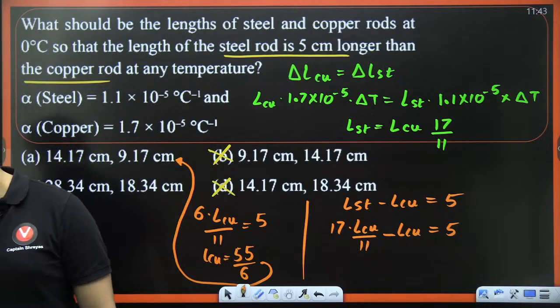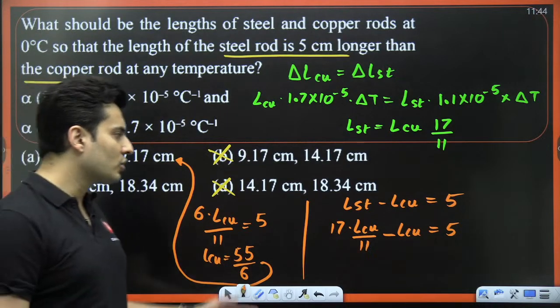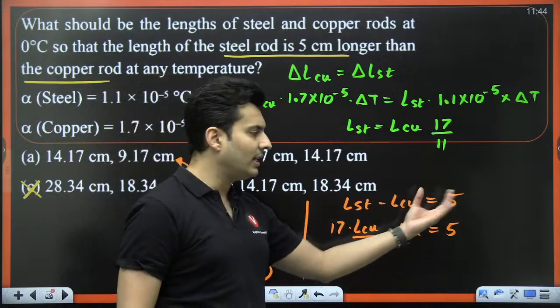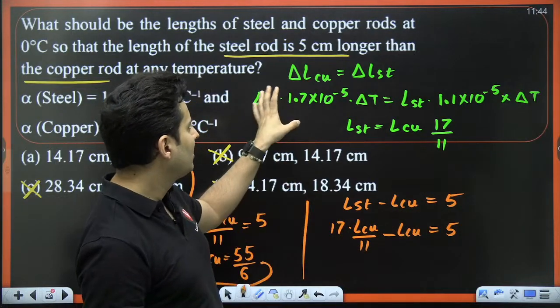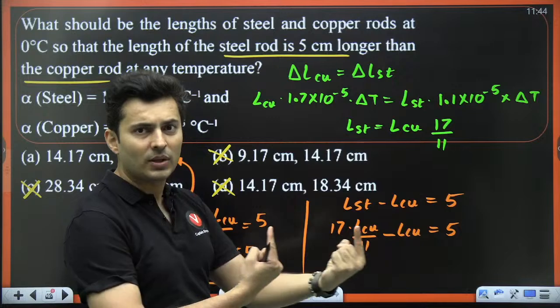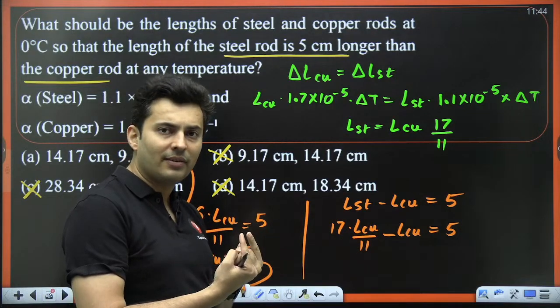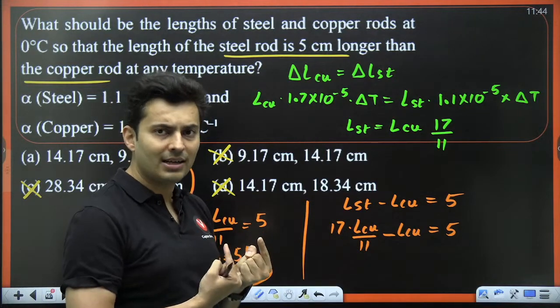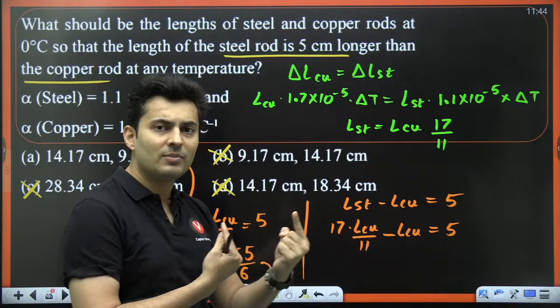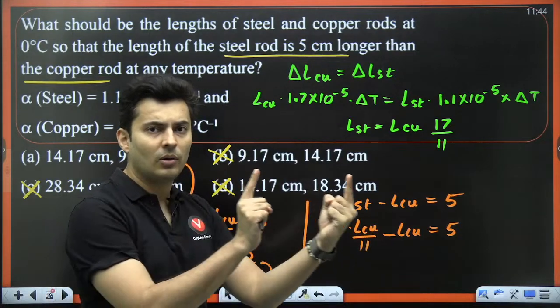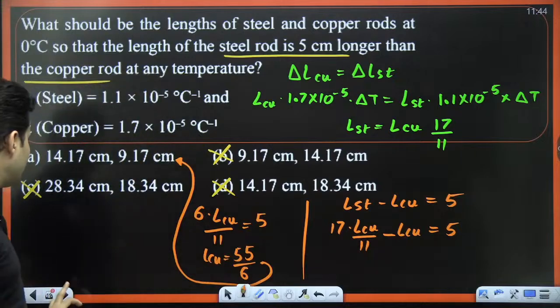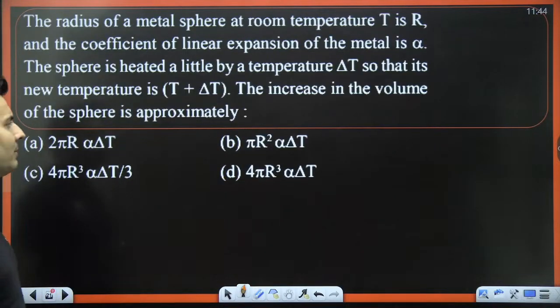Understood? Straightforward. So we had to use two equations. One is that the difference of the length is 5. Second, since the difference is always constant, if copper increases by 5 centimeters or 2 centimeters or 1 centimeter, the other one also should increase by the same amount, so the differences are always the same. That's the concept used. Otherwise, elimination.